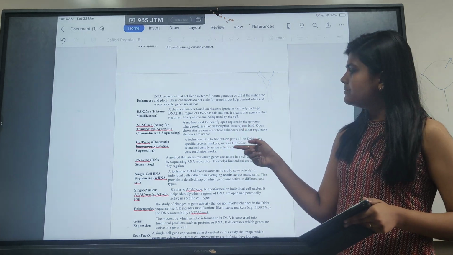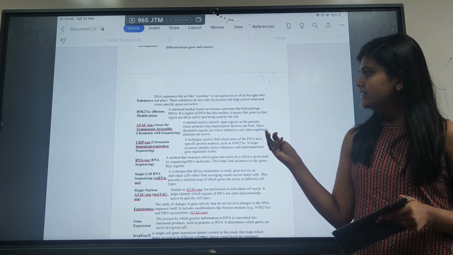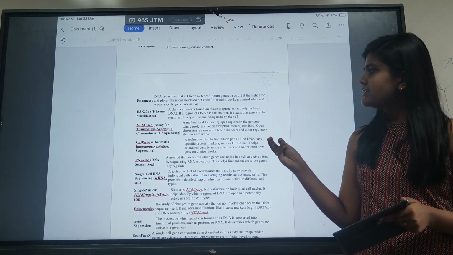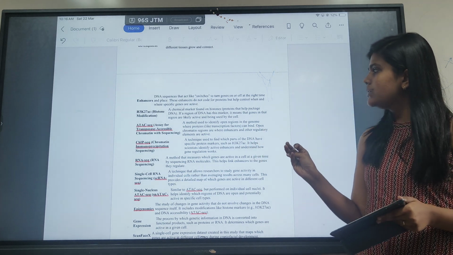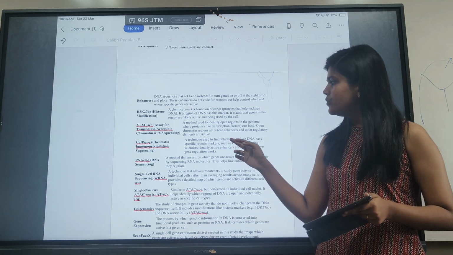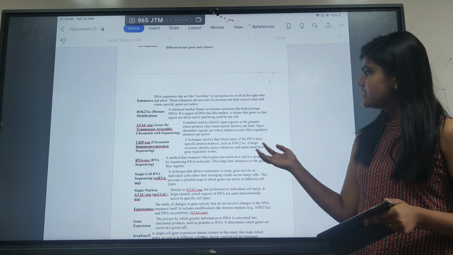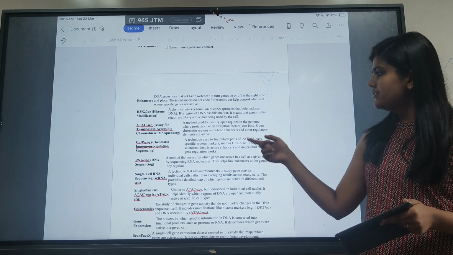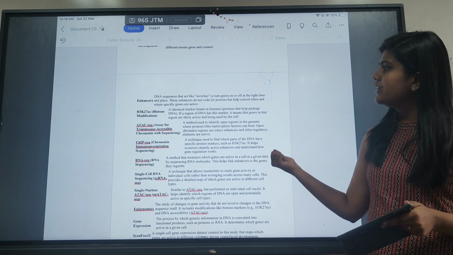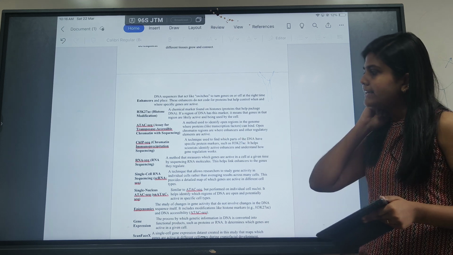Something else is known as ATAC sequencing, assay for transposase accessible chromatin with sequencing. It is a method used to identify open regions in the genome where proteins like transcription factors can bind. Open chromatin regions are where enhancers and other regulatory elements are active.